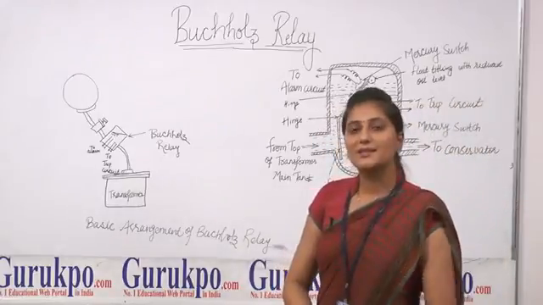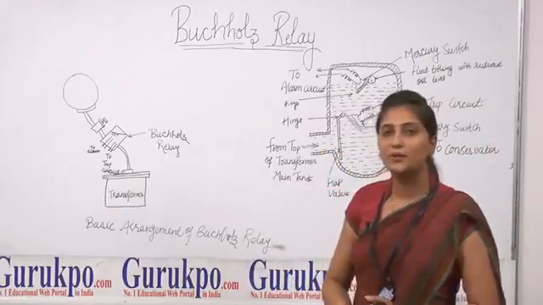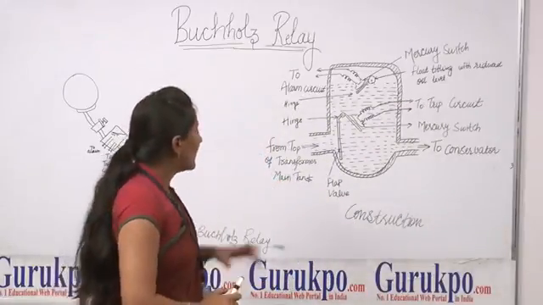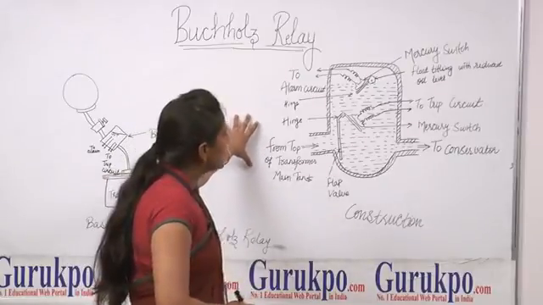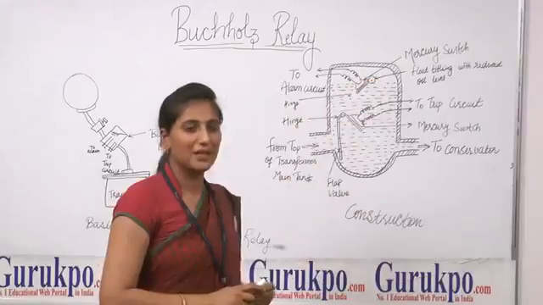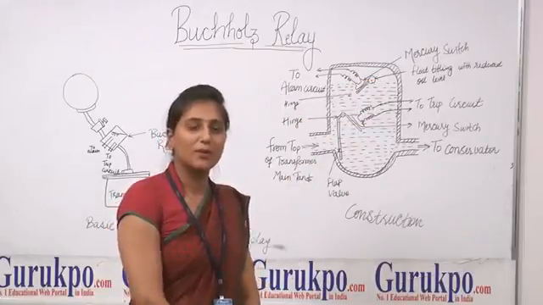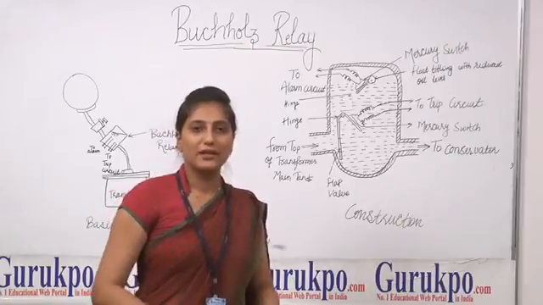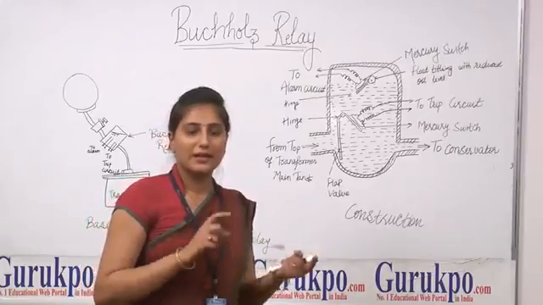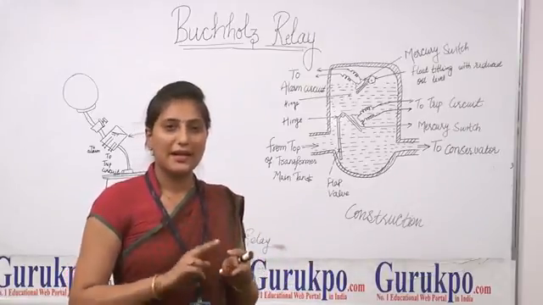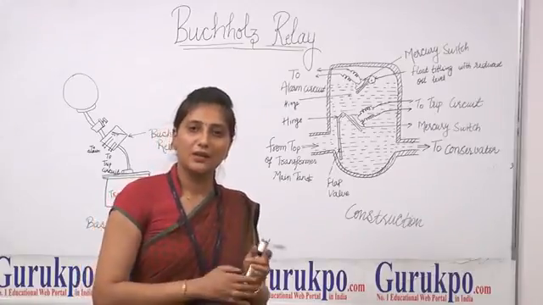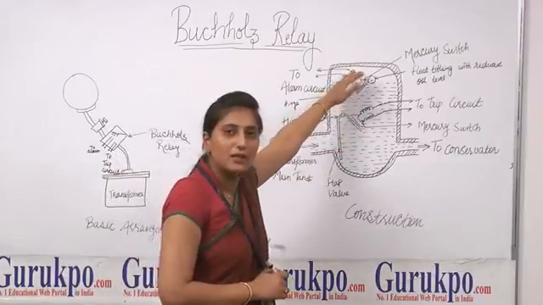Now let us discuss its working, how it works. We can see the hinged hollow float is in the upper part of the chamber. Now when there is a fault in the transformer, the oil will get overheated due to the fault and it will decompose into gases. The gas that will be produced is hydrogen. As we know, hydrogen is lighter in weight, so it will accumulate in the upper part of the chamber.